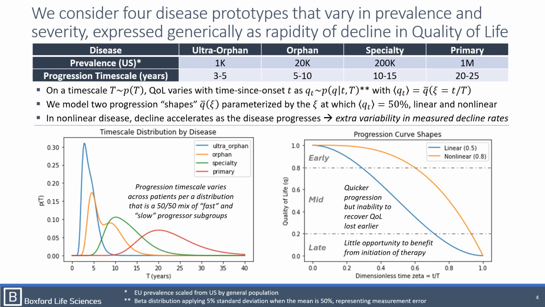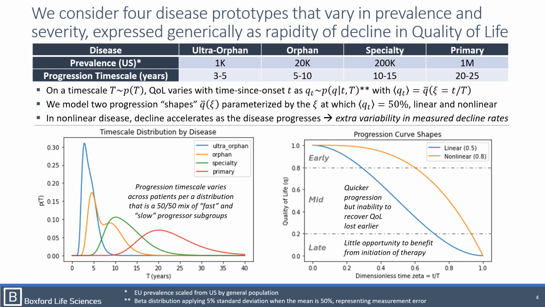We're going to demonstrate this approach for 4 generic disease prototypes that vary in prevalence and severity of disease, using for each one very approximate, rough kind of assumptions just to get the flavor of each type of disease. Obviously, within each one of these categories, in real life, there would be very significant variation in all the different assumptions we're going to make.